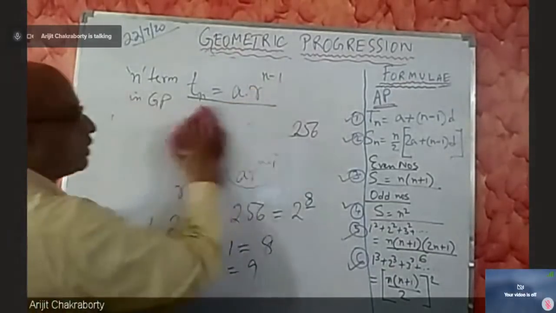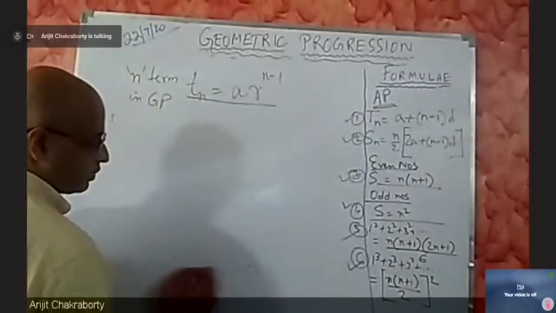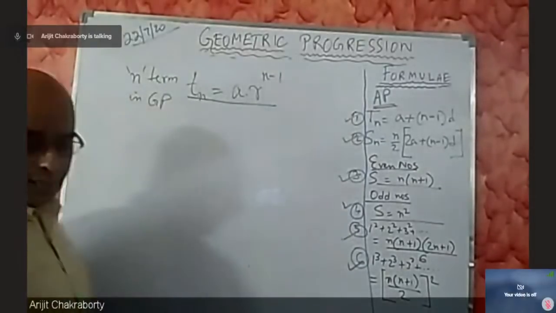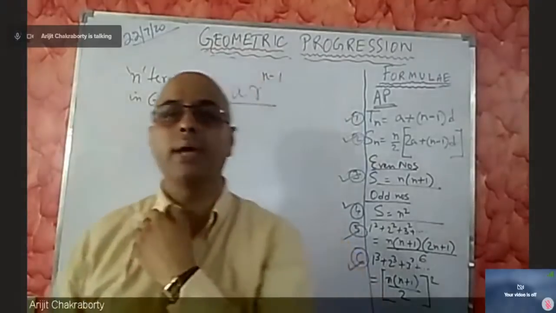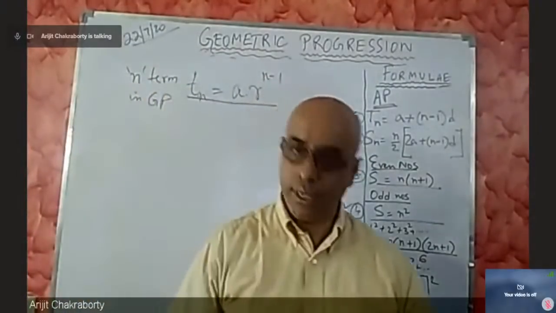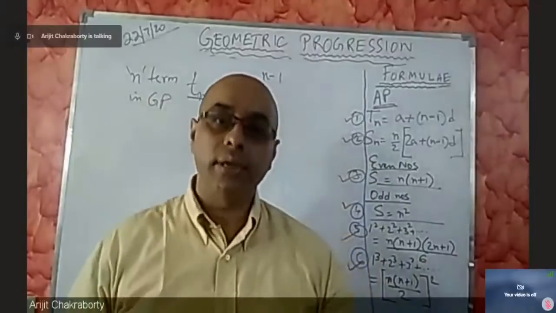I am sure you are conversant with this: A is the first term, and in case of GP we do not have a common difference. We have a common ratio denoted by the letter R.